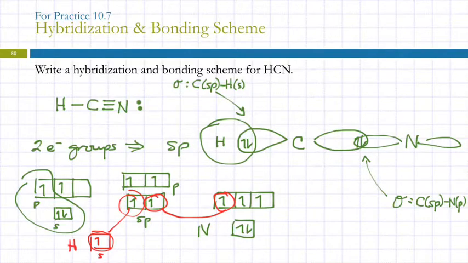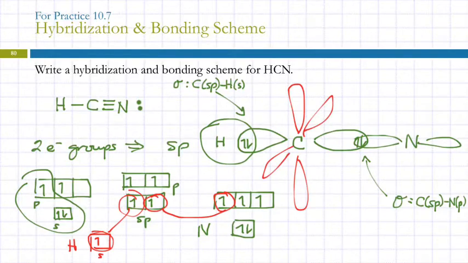So p orbitals are going to go up and down, back and forth. That one was just really ugly. Let's try that again.